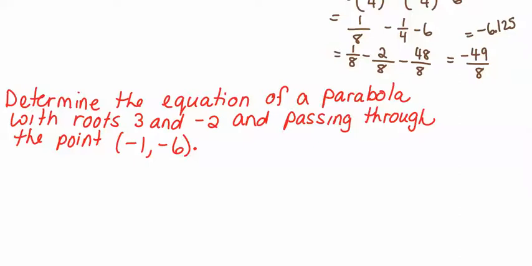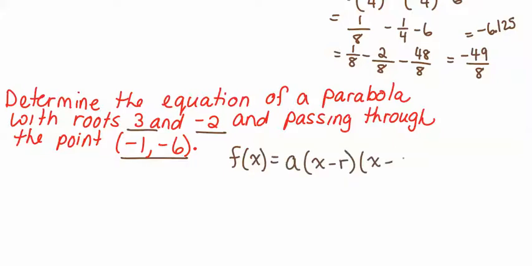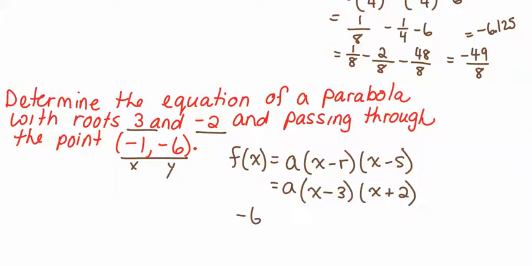Okay, you should also know how to determine equations of parabolas. So I've given you the roots, 3 and negative 2, and it's passing through a point. So if we're going to use our equation in factored form, since we do know our roots, when we enter them in like this, then we're going to use our point as our x, y values to help us find a. So we're subbing in negative 6 for y, 1 for x.